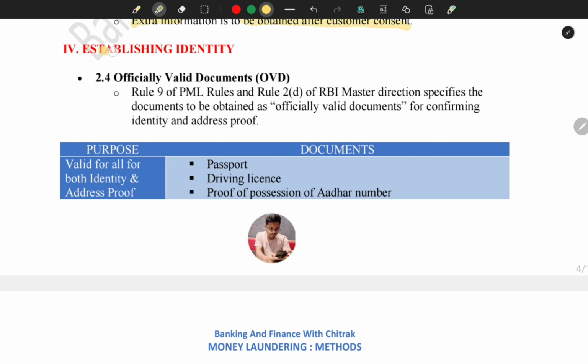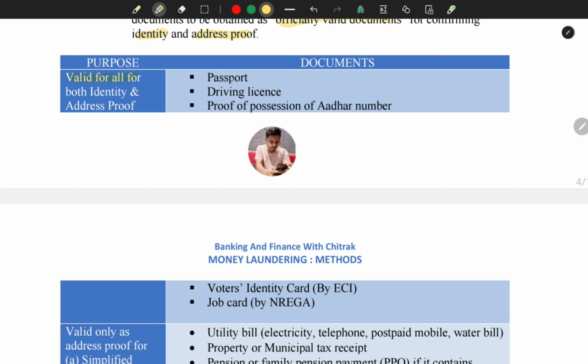Now, how to establish the identities of the customers? The basic is OVD or officially valid documents. Rule 9 of the Prevention of Money Laundering Rules and Rule 2D of the RBI Master Circular or Direction specifies the documents needed as officially valid documents for confirming the identity and address proof of a customer. What are the documents? Documents like passport, driving license, proof of possession of Aadhaar number, voter identity card or job card are valid for both identity and address proof.